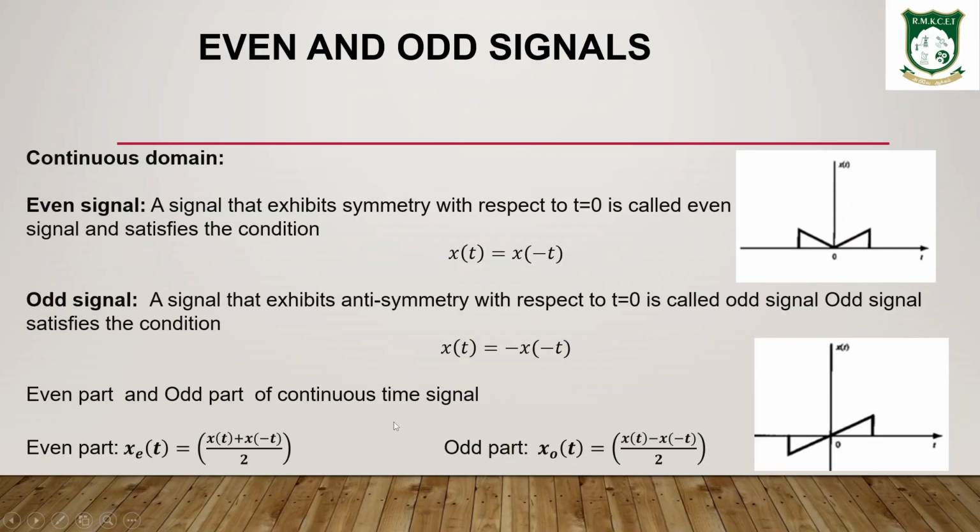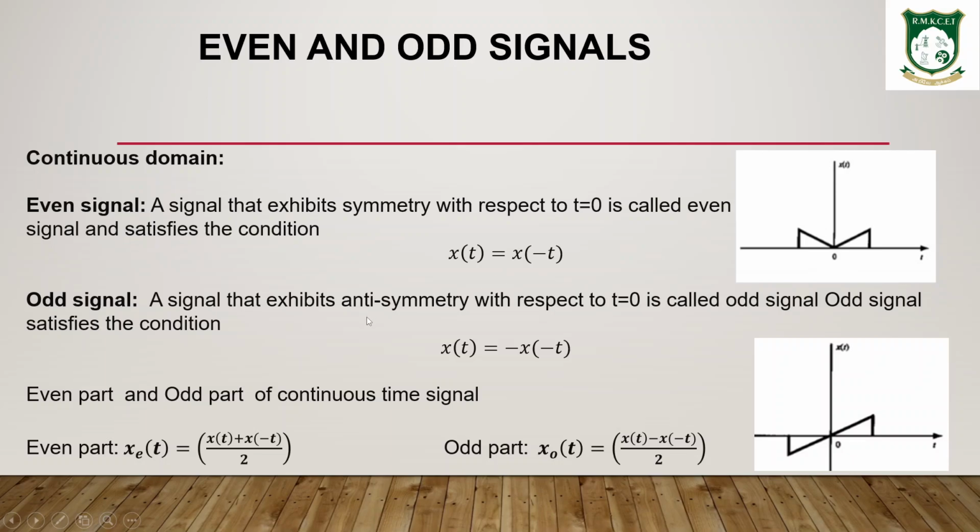Next, even and odd signals. In continuous time, first we will see what is meant by an even signal. If the signal satisfies the condition x of t is equal to x of minus t, that means the signal is symmetric about the y-axis, then that signal is said to be an even signal. This first graph shows an example of an even signal. For positive values of t, it has the same amplitude for negative values also. So that signal is said to be an even signal, and this is the mathematical expression for an even signal.